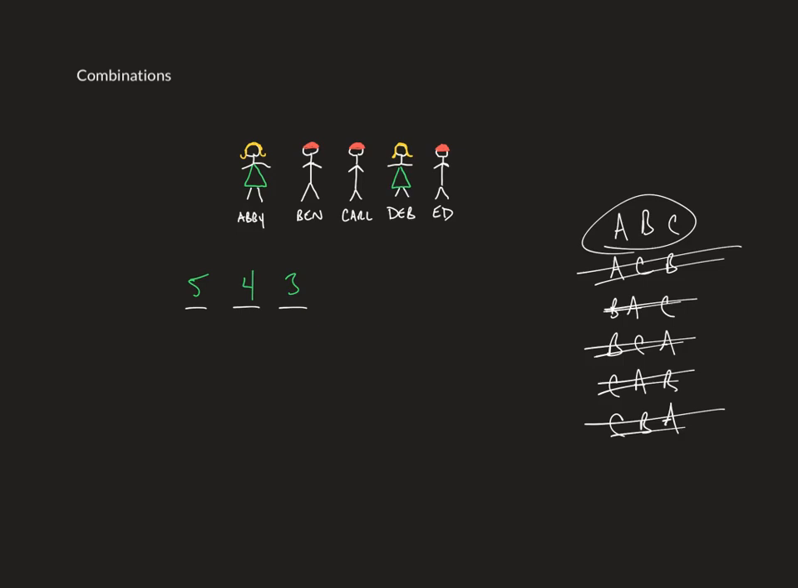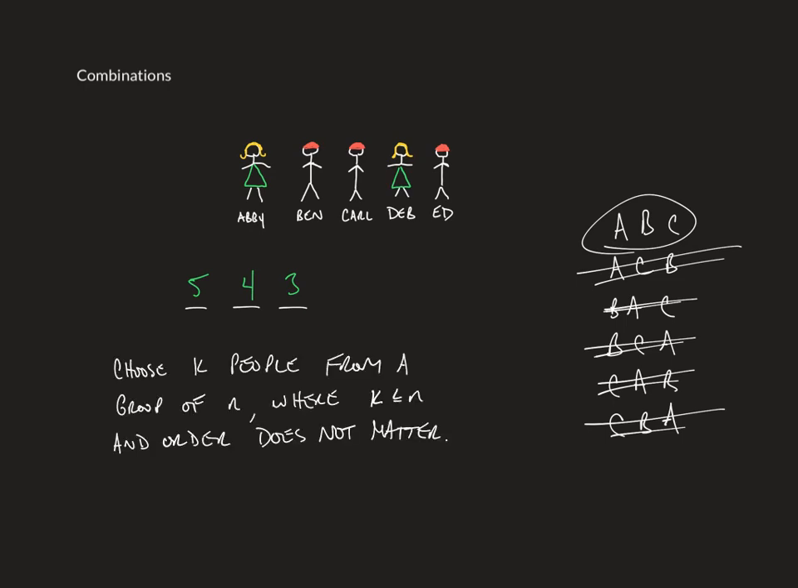So let's take that formula that we came up with for permutations and change it a little bit. In this case, I'm going to say that I have a group of n and I'm choosing k people. So remember, k has to be less than or equal to n, and order does not matter. The way that we're going to write this is as n choose k. So we're choosing k people from this group of n, or choosing k elements from this group of n elements.